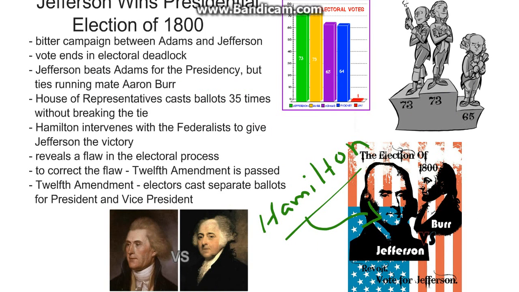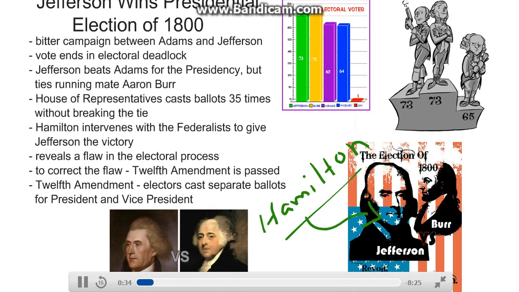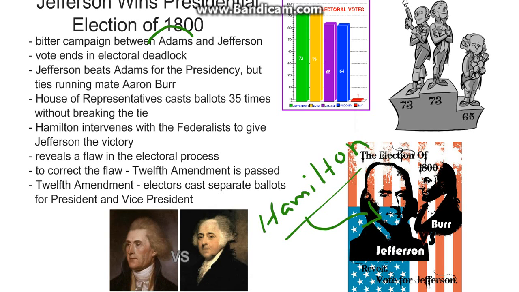Jefferson wins the presidential election of 1800. The election of 1800 was a very bitter campaign between John Adams, the current president, and Thomas Jefferson, who was his vice president. The vote is going to end in electoral deadlock. Jefferson is going to beat Adams for the presidency, but he ties with his running mate, Aaron Burr.